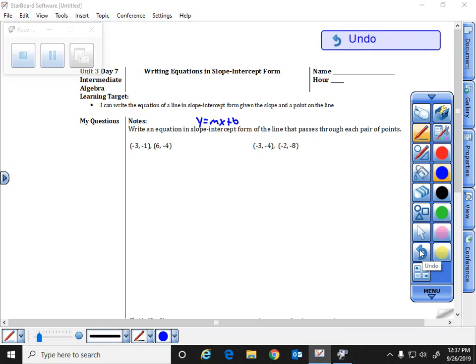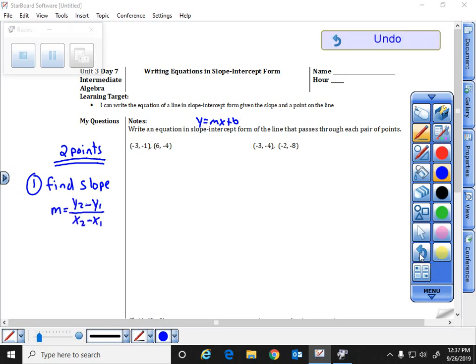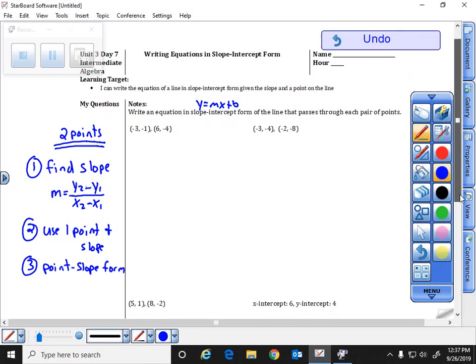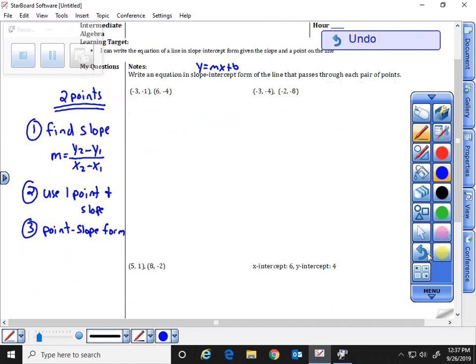So if you're given 2 points, you're going to have to figure out the slope. Now, as a reminder, figuring out the slope is m equals the y sub 2 minus y sub 1 on top, and the x is subtracted on the bottom. Next thing, you're going to recognize and use 1 point of the 2 and the slope that you had found. Step 3, you are going to put it in point-slope form. As a reminder, it's y minus y sub 1 equals m times the quantity x minus x sub 1. And then finally, you're going to solve for y by putting it into slope-intercept form.